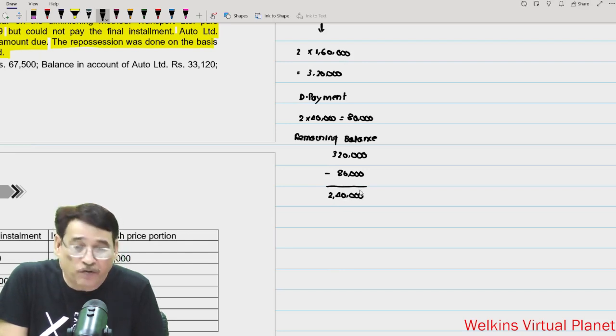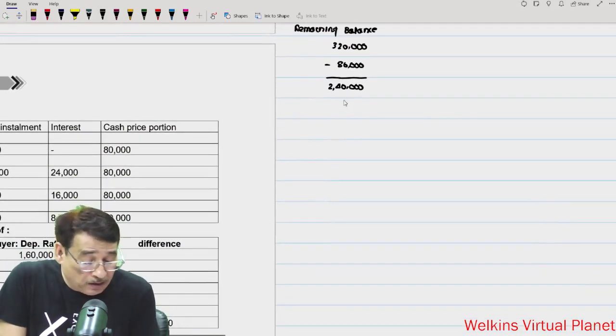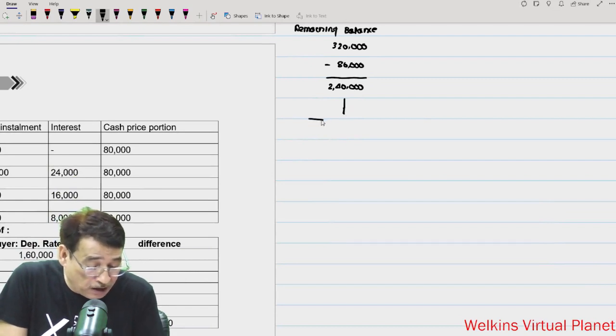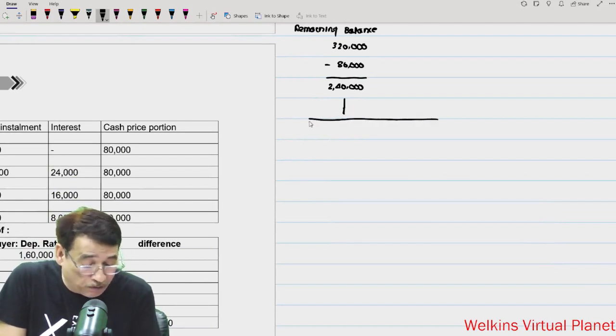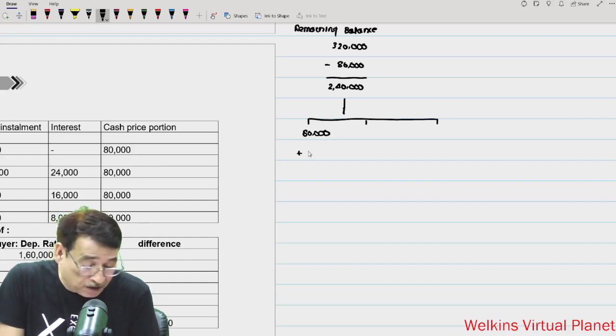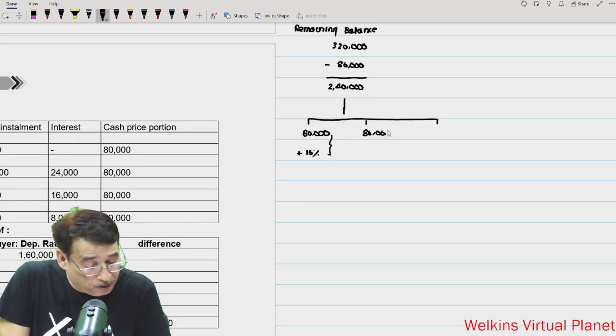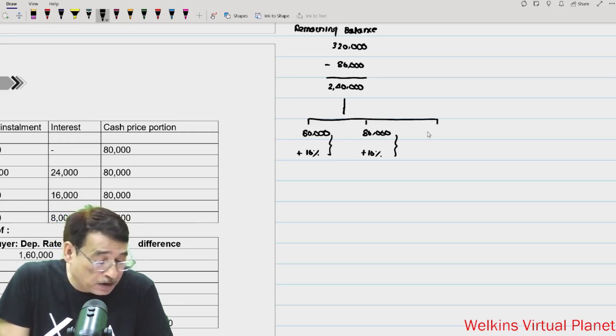So this 2,40,000 denotes the cash price portion. And this particular amount is to be paid in three equal installments. 1, 2, 3. If I divide it by 3, the installment will be equal to 80,000 plus interest. Then it will become your gross installment. Is it clear to you or not? Similarly, 80,000 will be your second installment plus interest. It will become your gross installment.